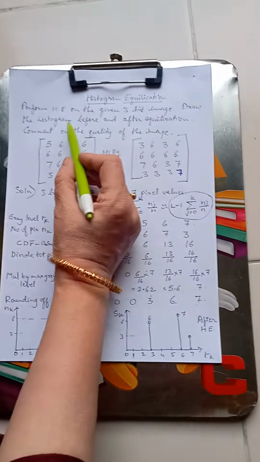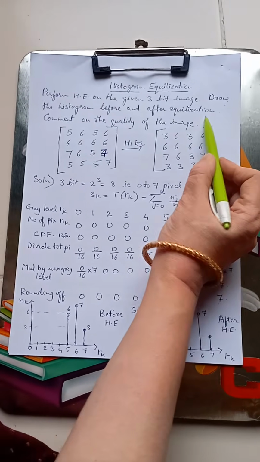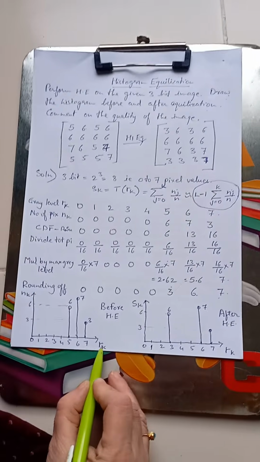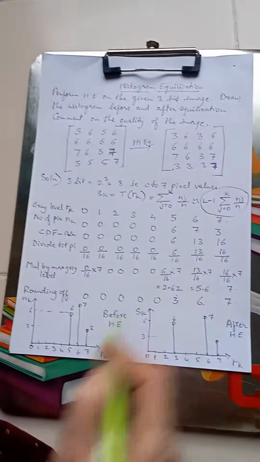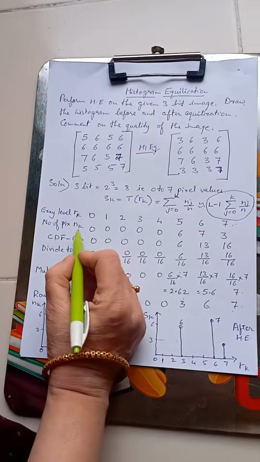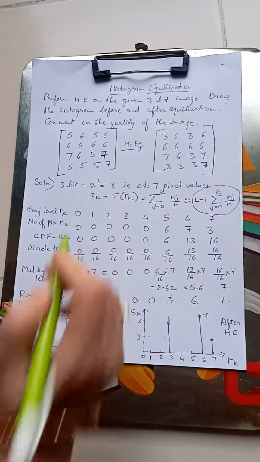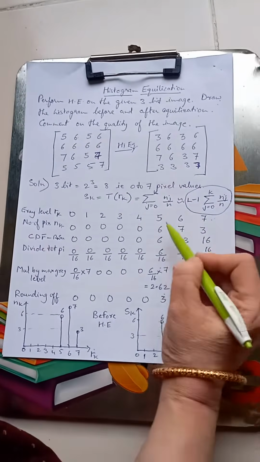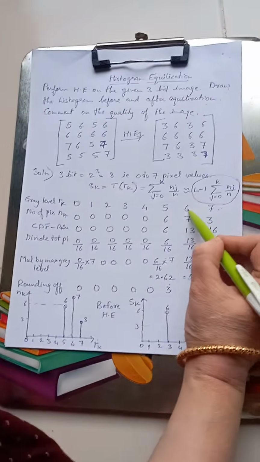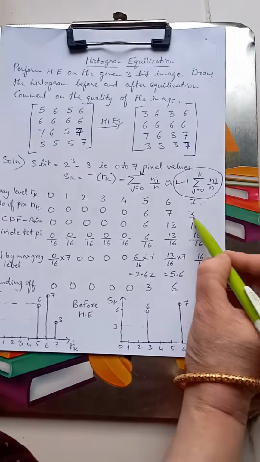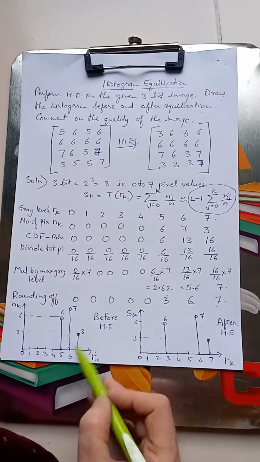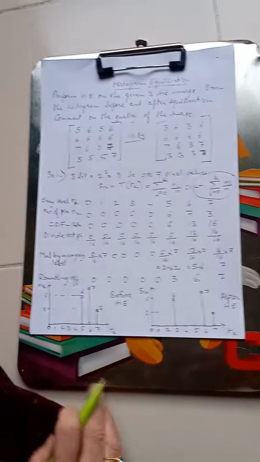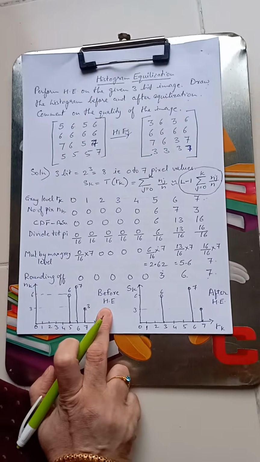Now draw the histogram before and after equalization. Instead of drawing the histogram, what I have plotted here is R_k, the gray level values, against the number of times the gray level is repeating, that is n_k. So 0 to 7. Here 5 is repeating 6 times, 6 is repeating 7 times and 7 is repeating 3 times. So this is my histogram before histogram equalization.